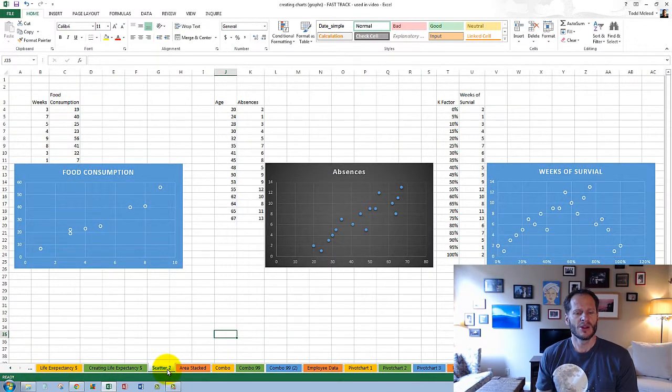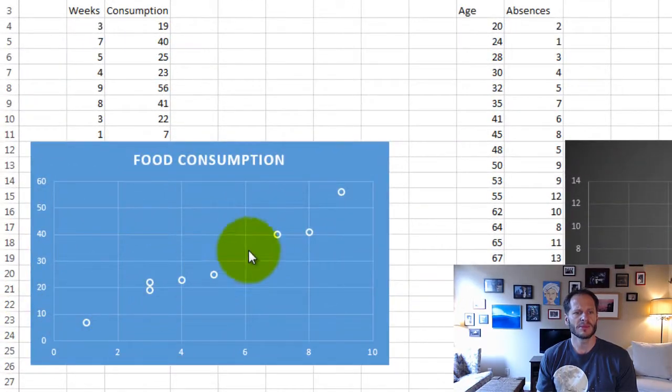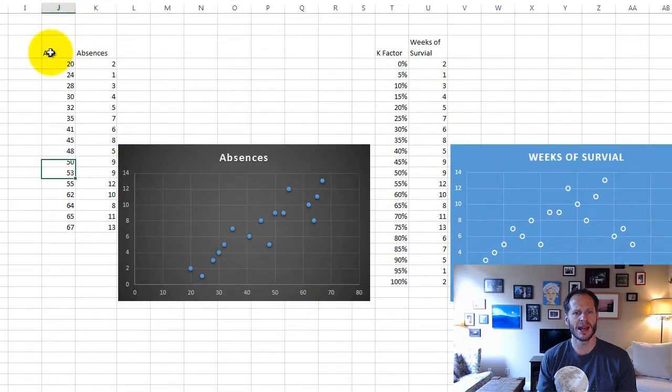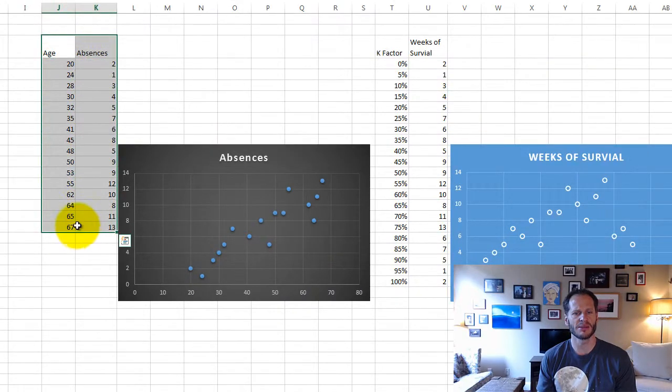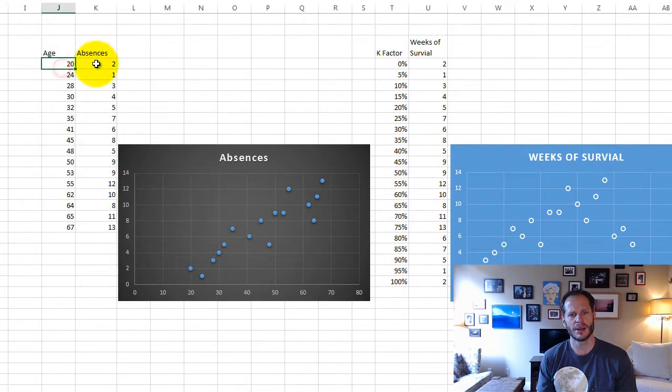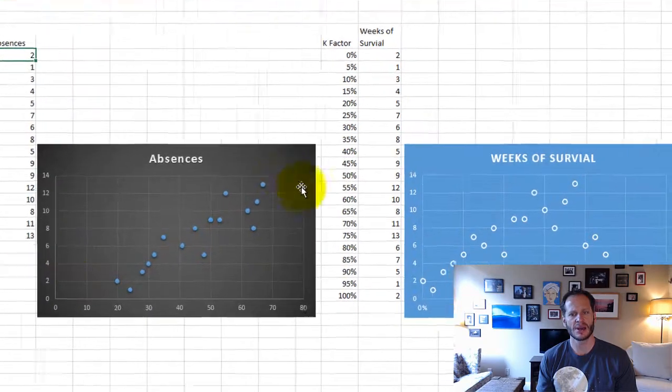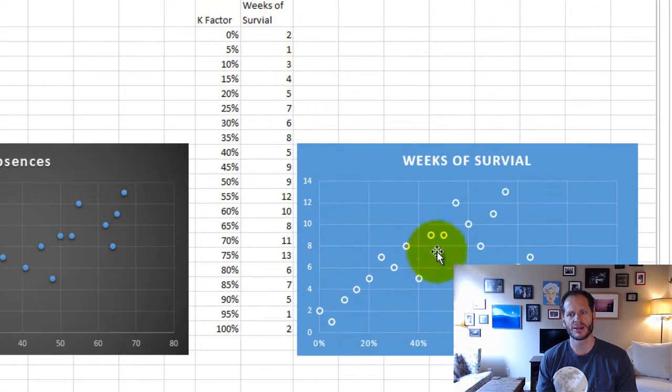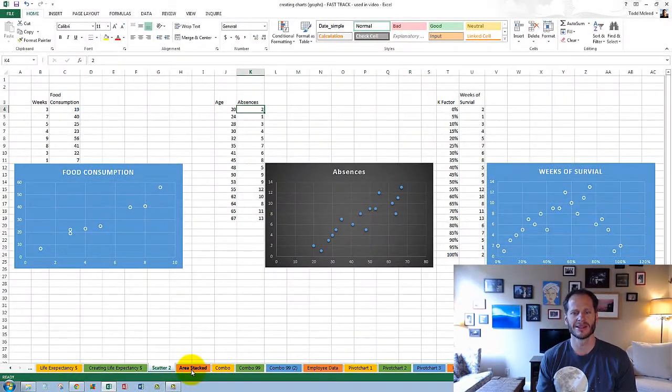You can do all kinds of things with scatter charts, like food consumption. So there are my 2 columns of data. I just put all this together to illustrate how it's just showing the relationship, plotting a point between 2 columns of data. Like if you're 20, how many absences do you normally get? Well, 20, you have 2, right? So here's age and absences. Here's the K factor, weeks of survival. I just made that up. I have no idea what a K factor is.